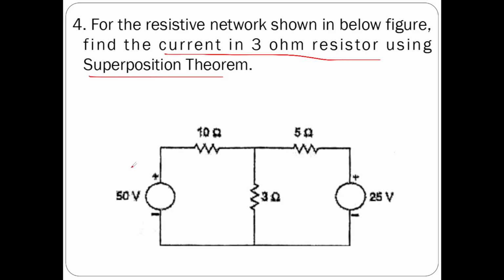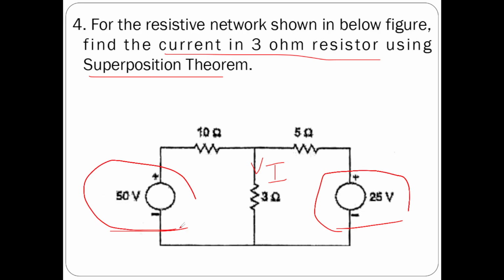So here, in the 3 ohm resistor we have to find the current using the superposition theorem. Now to implement the superposition theorem, first of all, we must check whether there are multiple sources in the given circuit or not. In this given network there are two sources, a 50 volt and a 25 volt voltage source. Two voltage sources are there, so we can implement the superposition theorem to determine the current in this 3 ohm resistor.